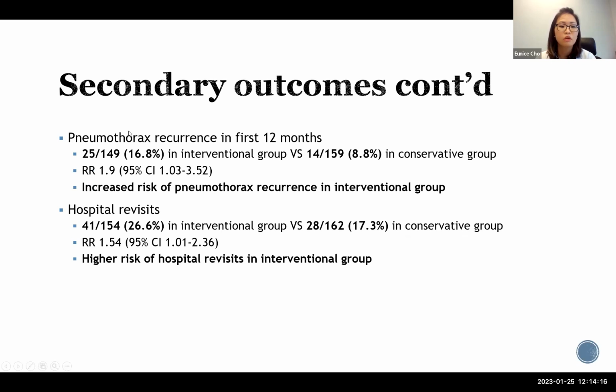But when you look at the pneumothorax recurrence rates in the first 12 months, it was actually a lot higher in the intervention group: 16.8% versus 8.8% in the conservative group. So the patients who had a chest tube or needle aspiration were at increased risk of pneumothorax recurrence compared to the conservative group. And also the hospital revisitation rates were higher in the intervention group versus the conservative group.